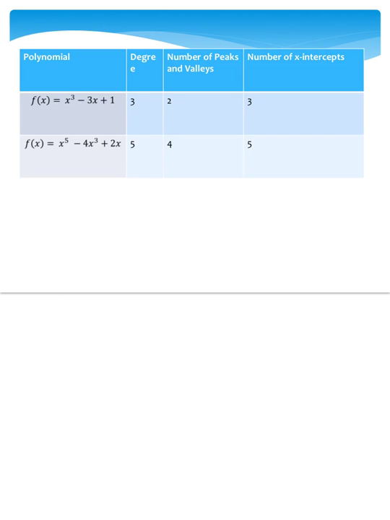So let's look at one last example. If this is our polynomial function, the degree of this function is 3, so the number of peaks and valleys is 1 less than that. Maximum number of x-intercepts would also be 3. Here we have a degree of 5, so number of peaks and valleys would be 4, and the number of maximum x-intercepts would be 5. I'd like for you to practice with graphing.